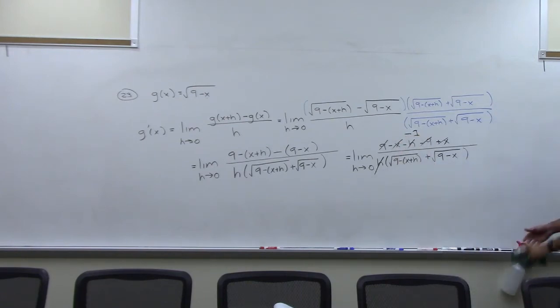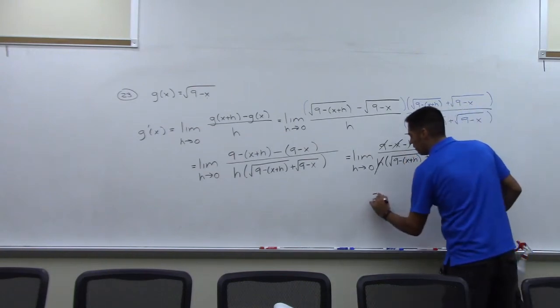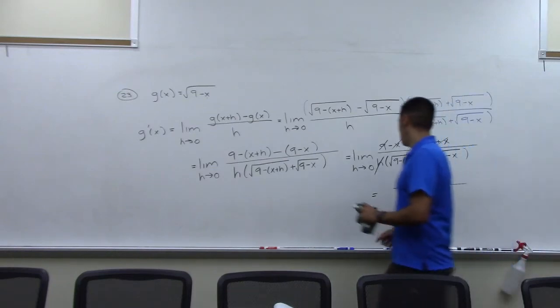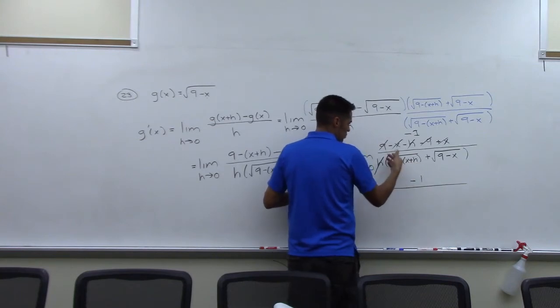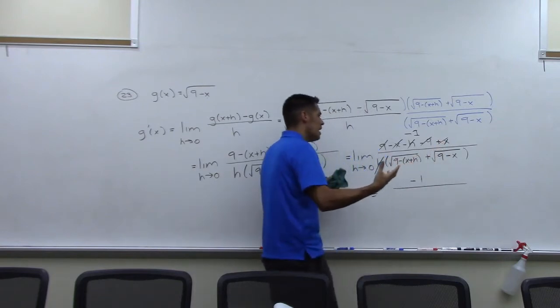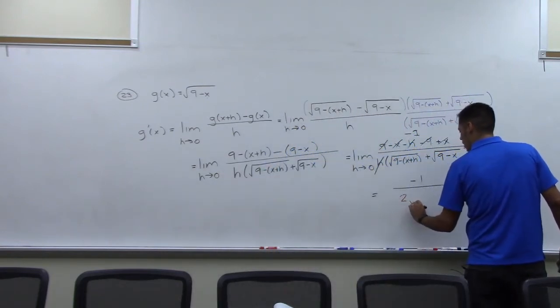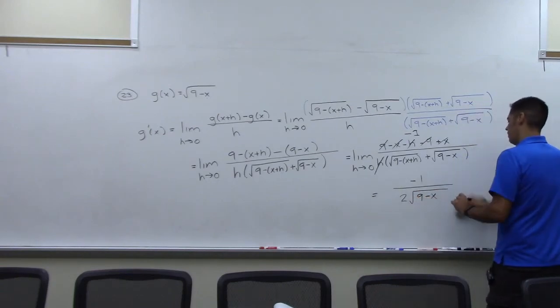So let's take the limit now, negative 1 over, let all our h's go to 0. So if this h is 0, this is just x, 9 minus x root, plus 9 minus x root. So we have two exact copies of each other. So this is just going to be 2 times the square root of 9 minus x, right there.